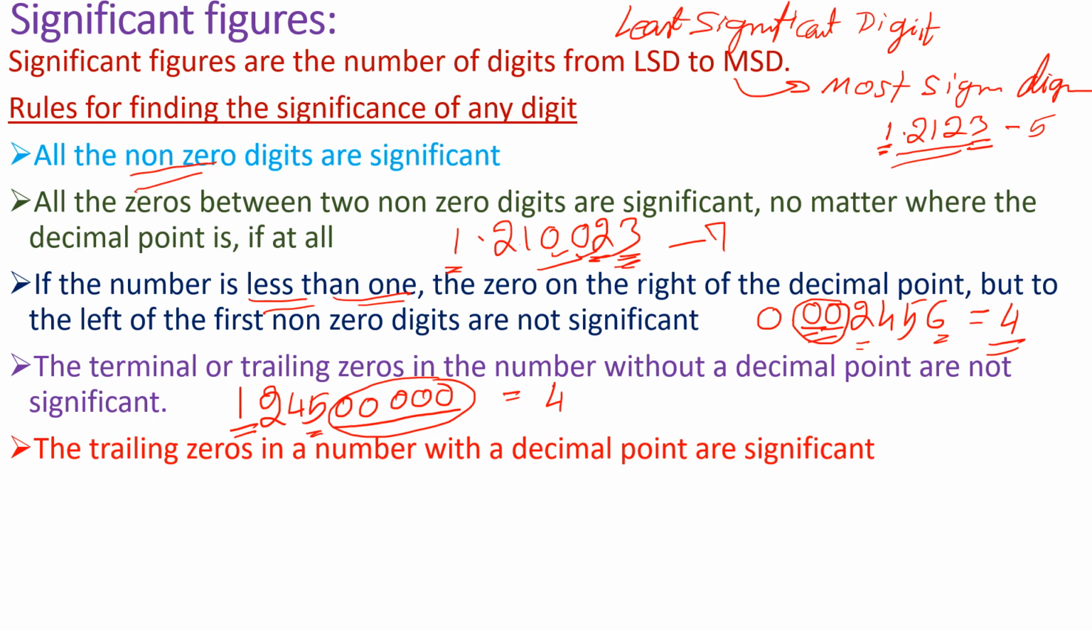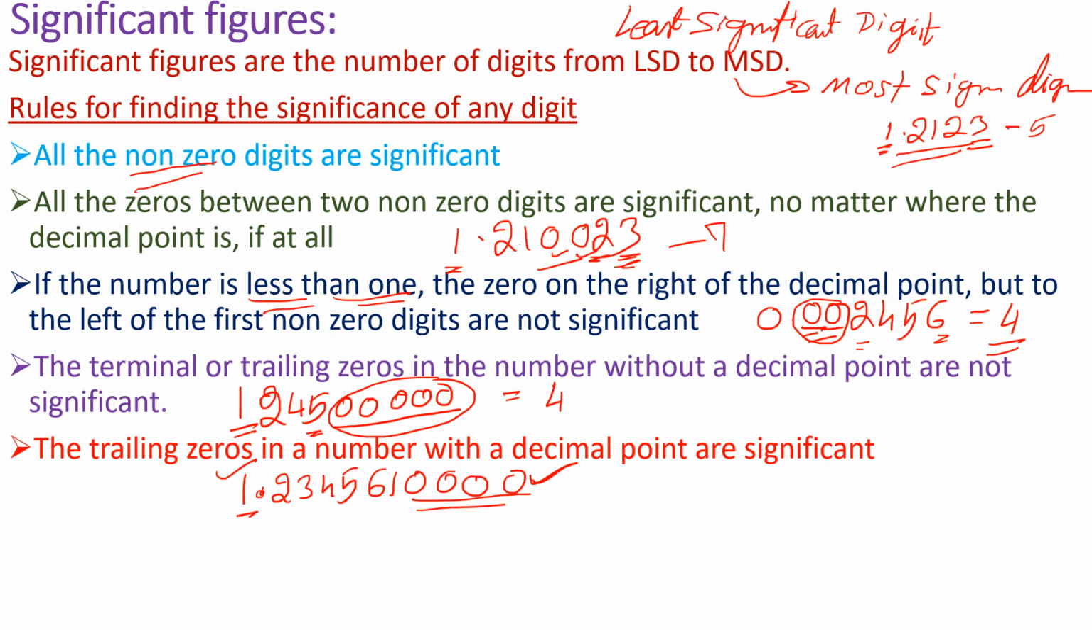Trailing zeros within a number with a decimal point are significant. Listen to this. If there is a number with a decimal point, 1.2345610000. Now if it is the case here, these zeros are all trailing zeros, is it not? But it is a number with a decimal point. So in such a case, these are significant. This is the least significant digit and this one becomes the most significant figure.